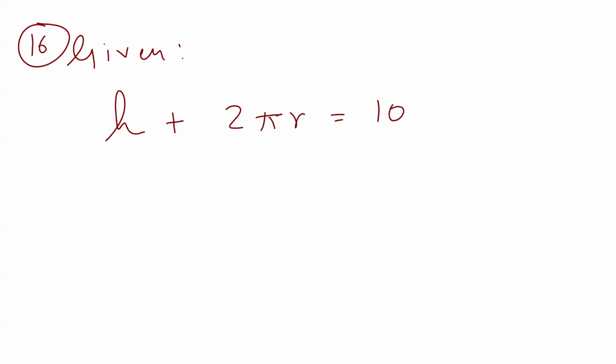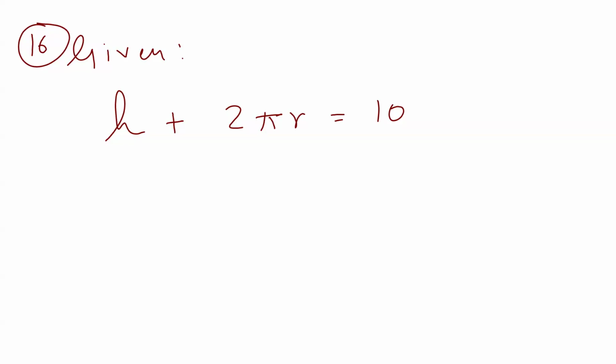from the same exercise. A cylinder is such that the sum of its height and circumference of the base is 10 meters. So what is given? Sum of the height, the vertical height, plus the circumference of the base. Circumference of the base is 2 pi r, so h plus 2 pi r is equal to 10. Do you have any doubt in this? No, sir. Okay, so basically this is given.